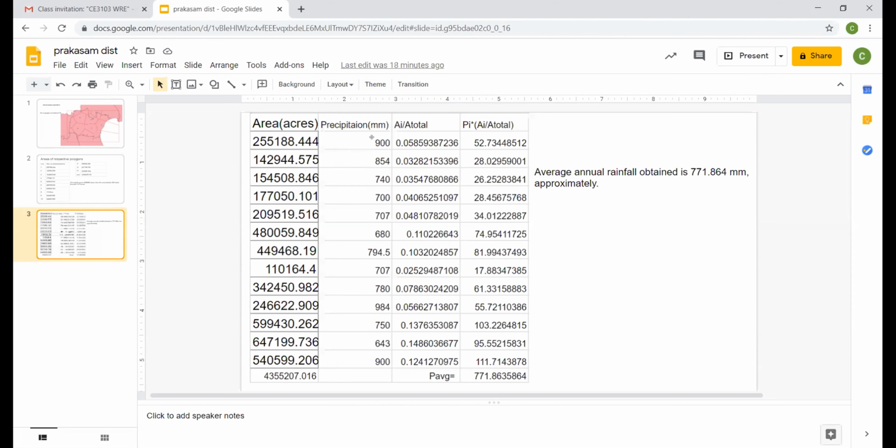For the areas considered, these are the precipitation values. This is the factor. When I multiply, I got this average, 772. Prakasham usually gets a little bit less than that, I thought, but it's okay. So you've got 700 and something mm.